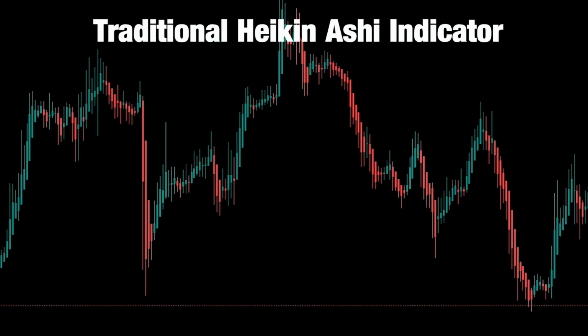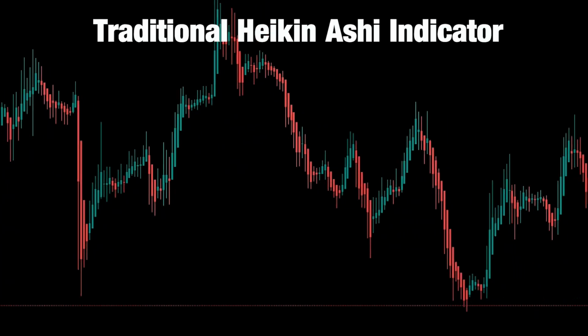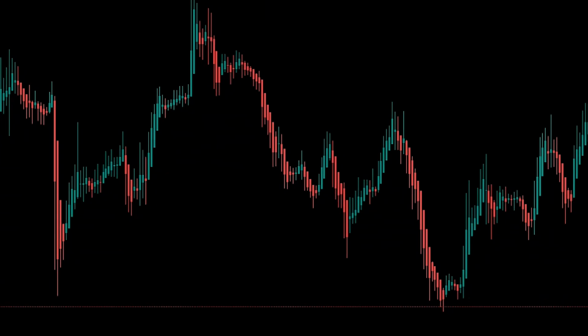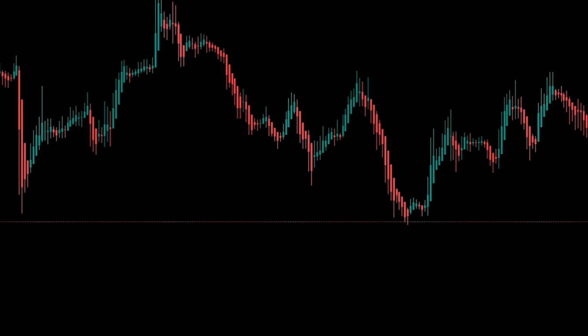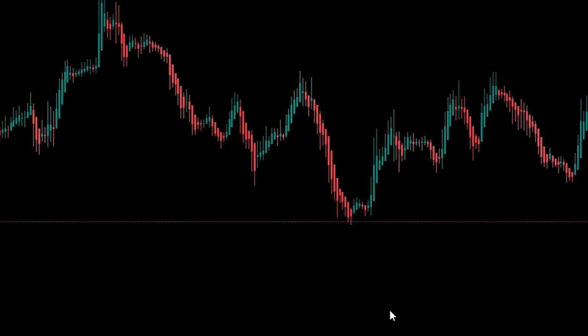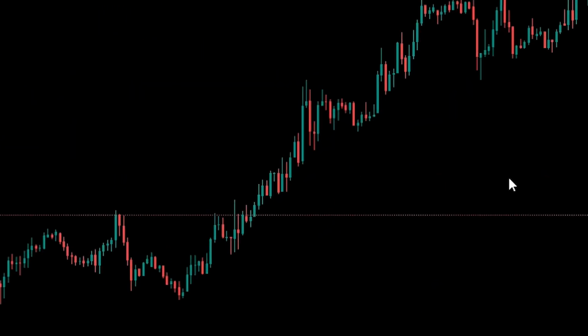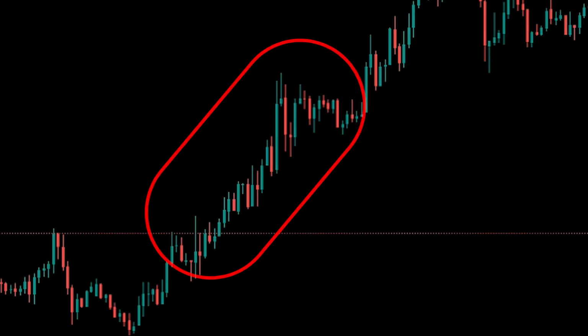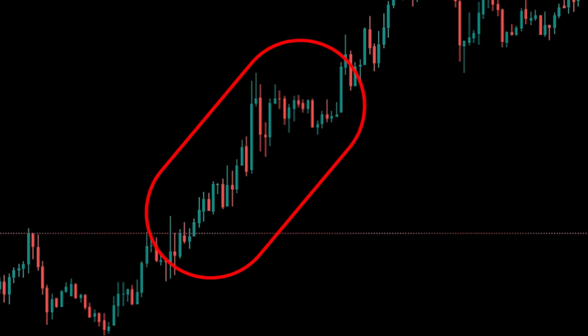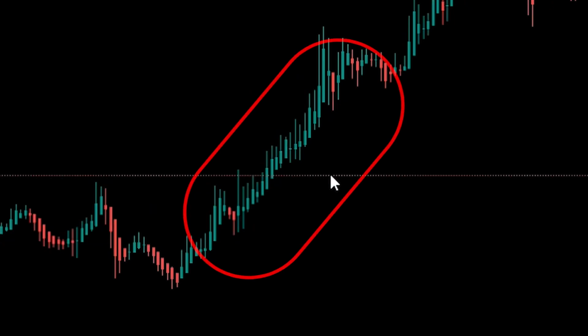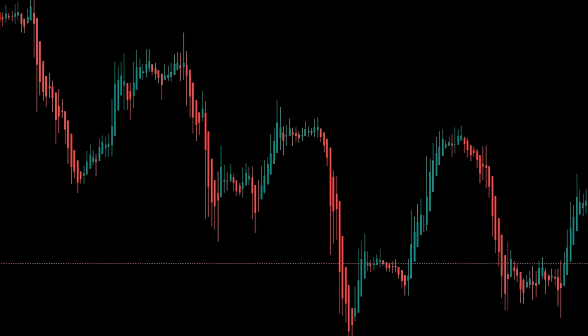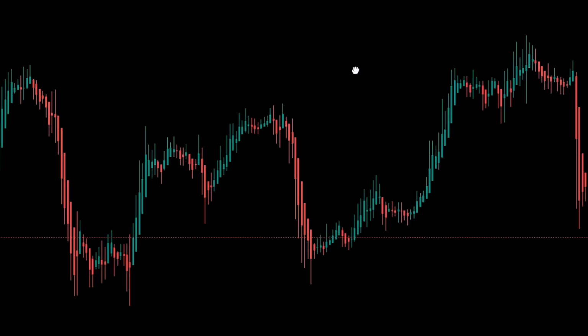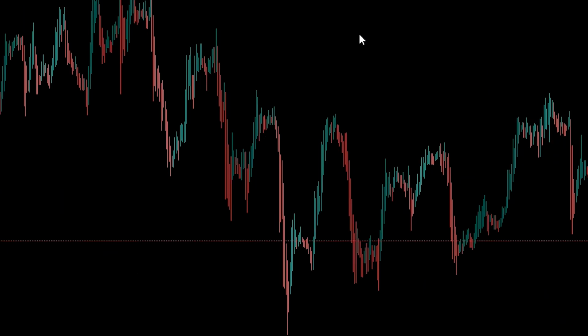Traditional Heikin Ashi indicator. First, let's take a look at the traditional Heikin Ashi. This indicator smooths out price movements and transforms a standard candlestick chart into a Heikin Ashi chart. In the example below, you'll see that in a bullish trend, there's a lot of noise that may lead to false signals. However, by using the Heikin Ashi chart, this noise is reduced, and the candlesticks of the same color clearly emerge, making trend analysis easier for traders.